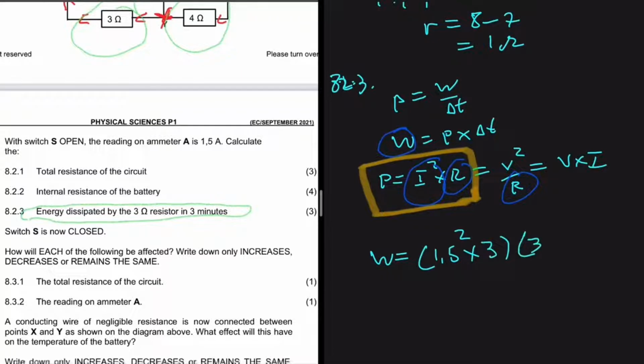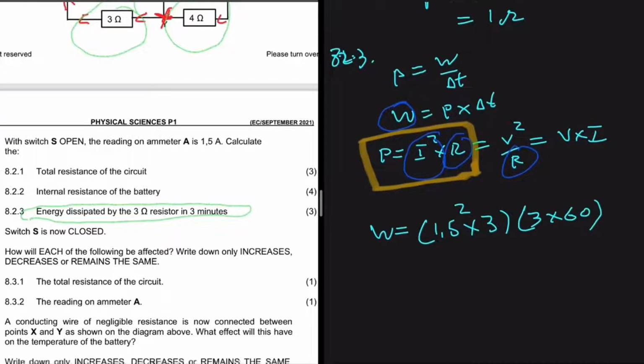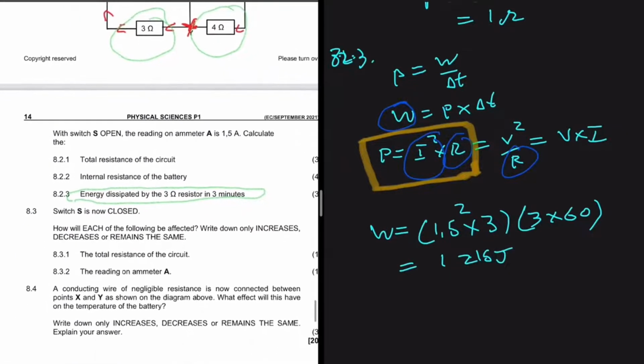But we know in physics we talk about seconds, right? Not minutes. So we're going to have 3 multiplied by 60, since there are 60 seconds in a minute. And if you punch that into your calculator, you're going to get 1215 joules, and that is the energy dissipated on that 3 ohm resistor.